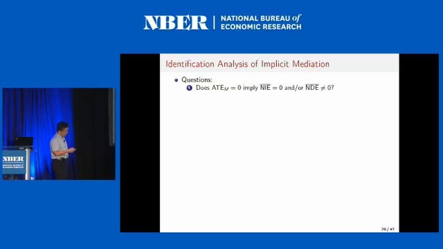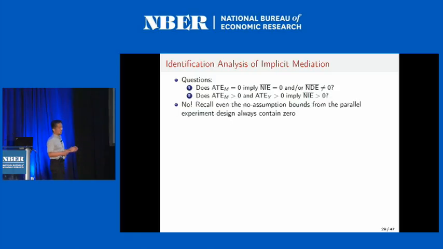Okay. So we can do some kind of simple identification analysis of this kind of implicit mediation. So the question is, does the average treatment effect on the mediator not equal to 0 imply the natural indirect effect is not 0, or the natural direct effect is not 0? Does knowing the sign of how the treatment affects the mediator and how treatment affects the outcome say anything about the sign of the natural indirect effect? Okay? Unfortunately, the answer is no.